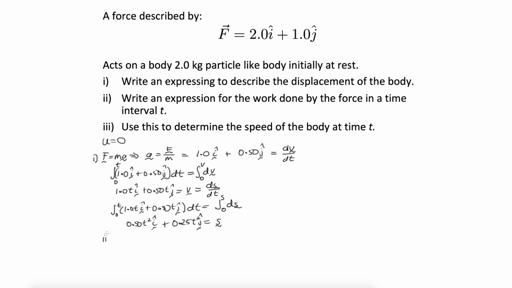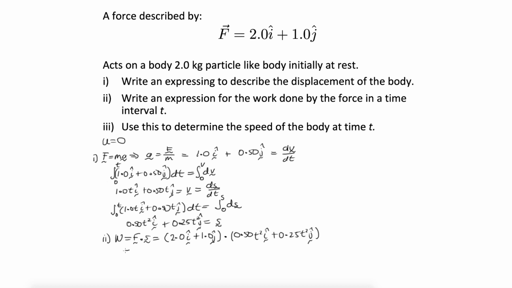Okay, part 2, so that's part 1. Part 2 now asks to write an expression for the work done by the force in a time interval t. So we now know the displacement at time interval t, and we've got an expression for the force. So we know that the work is equal to the dot product of the force with the displacement. So this is 2i plus 1j dotted with 0.50 t squared i plus 0.25 t squared j.